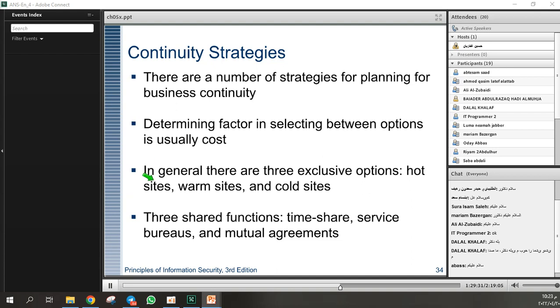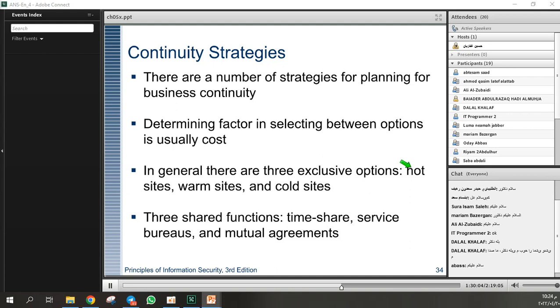There are a number of different strategies for planning BCP. And the main factor between those strategies is cost. Again, cost, budget. Which strategy is the best? It depends on your budget and the cost. There are three different exclusive options: hot sites, warm sites, and cold sites.